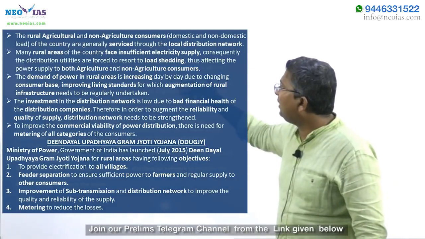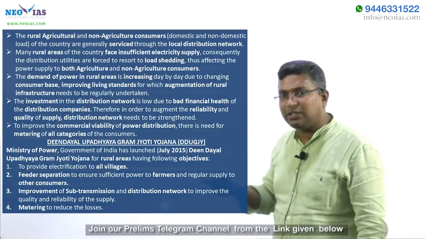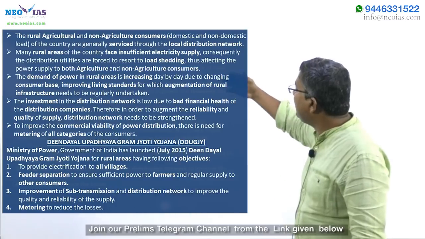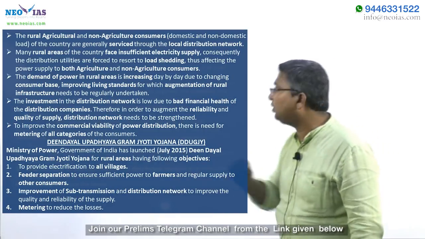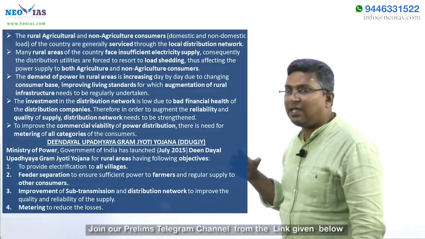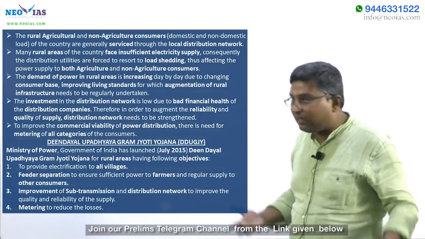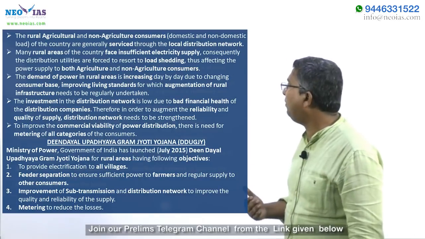Now we'll see it. The rural agricultural and non-agricultural consumers, non-agricultural meaning domestic consumers, are generally serviced through the local electricity distribution network. Many rural areas face insufficient electricity supply because load shedding happens.